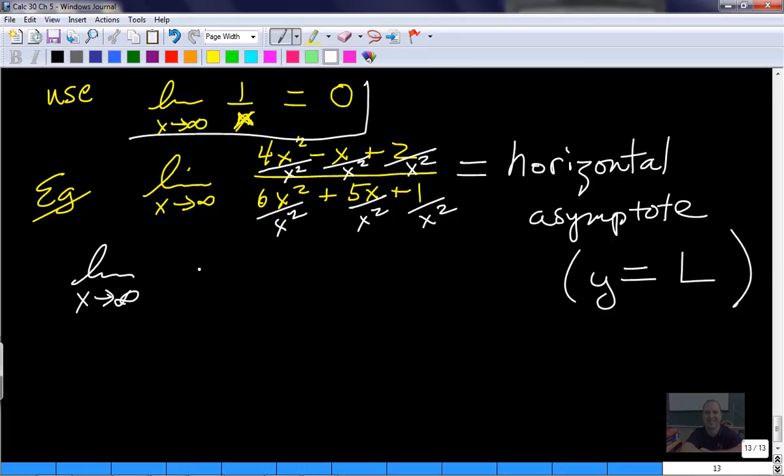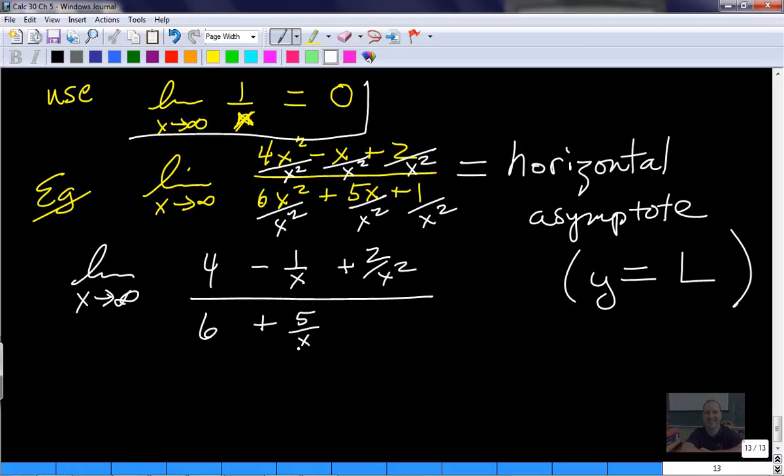4x squared divided by x squared is just 4. This is minus 1 over x plus 2 over x squared. This is 6 plus 5 over x plus 1 over x squared. Everyone with me so far?